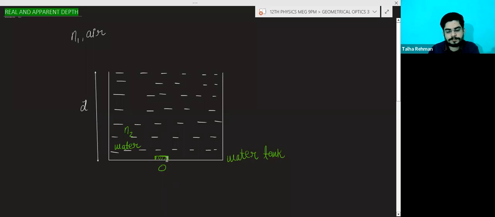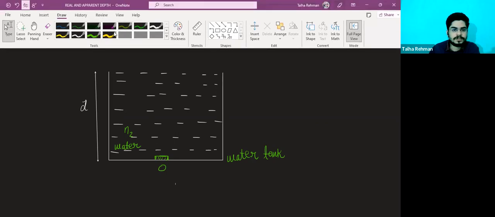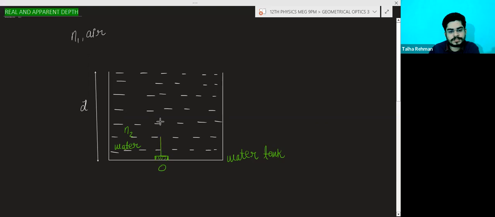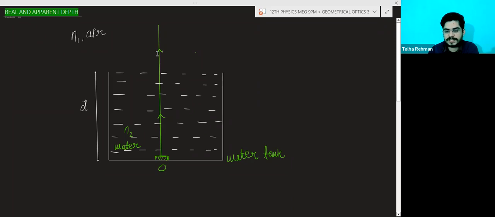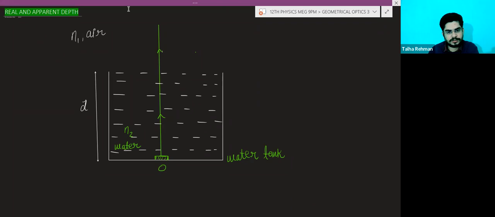Around this there is air. So now see what will happen. Take the first ray of light from this object, like this. This is the interface. As this is a normal incidence, light will pass straight. There will be no refraction. I've told you, there will be no refraction when there is a normal incidence, even on changing the medium.